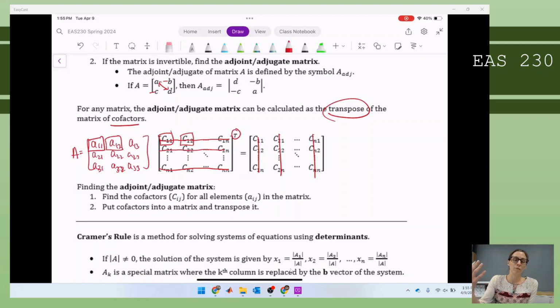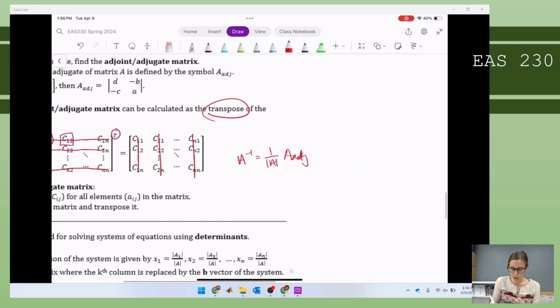So for a 3x3, this is actually a really nice way to find the inverse. For a 4x4, it becomes a little bit more complicated. But this is a great method for finding the inverse. A inverse equals 1 over the determinant of A times A adjoint, where really it relies on understanding how to find a cofactor.